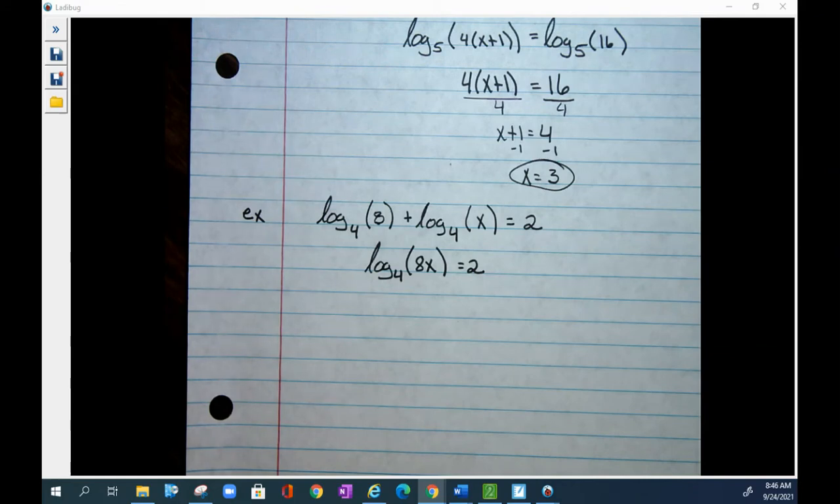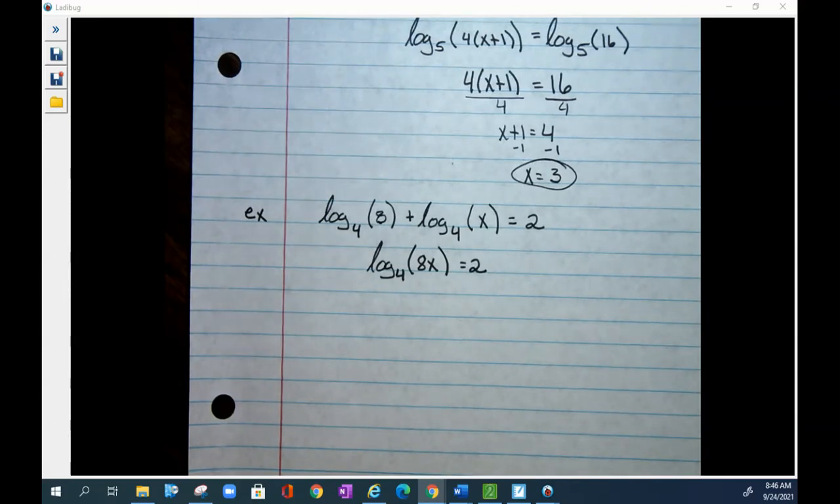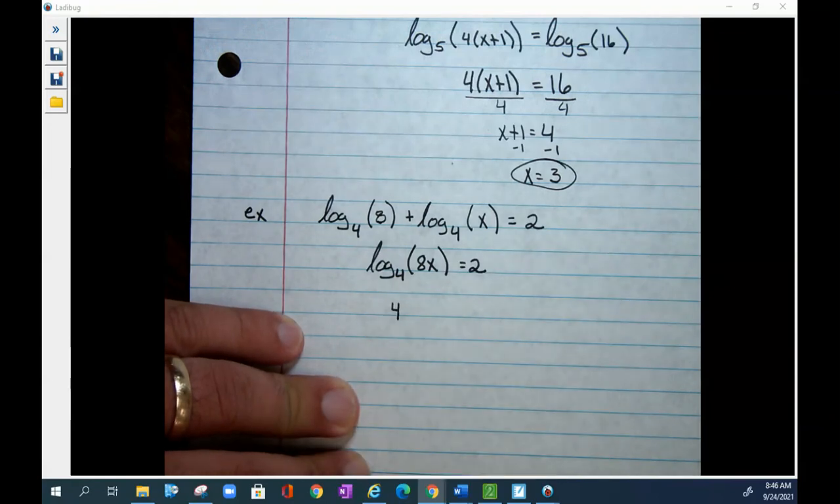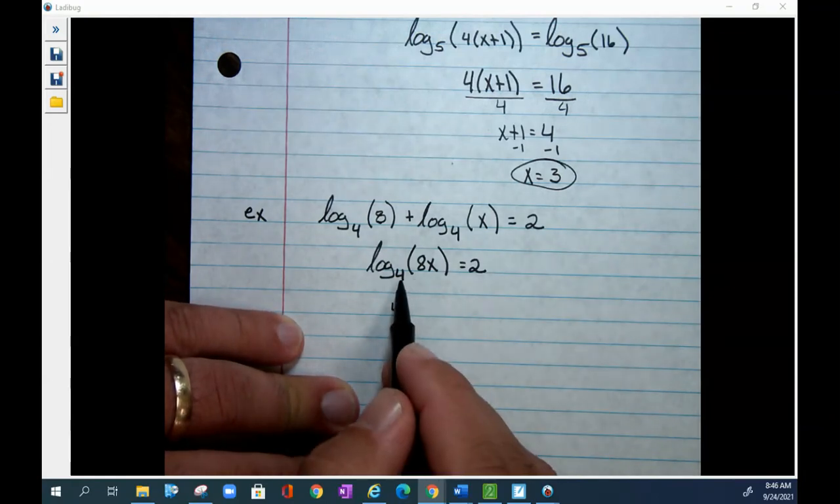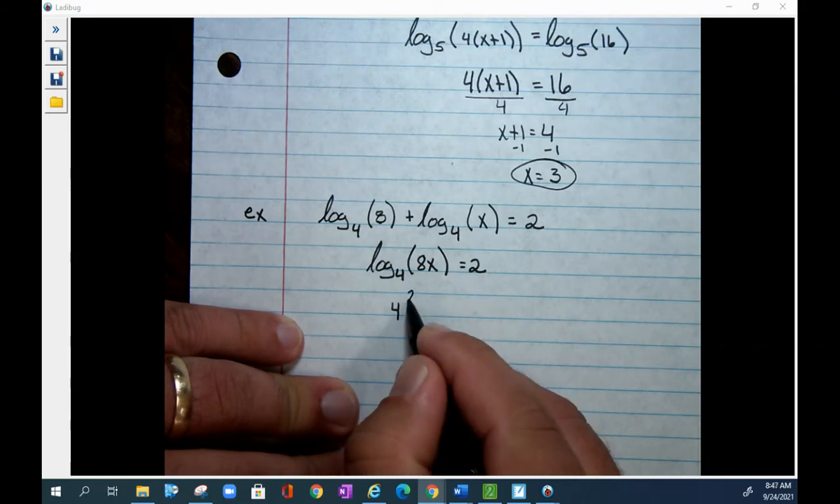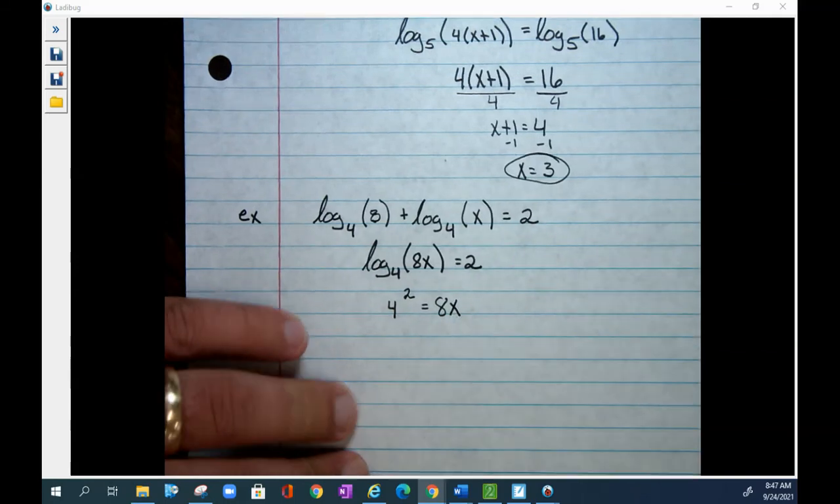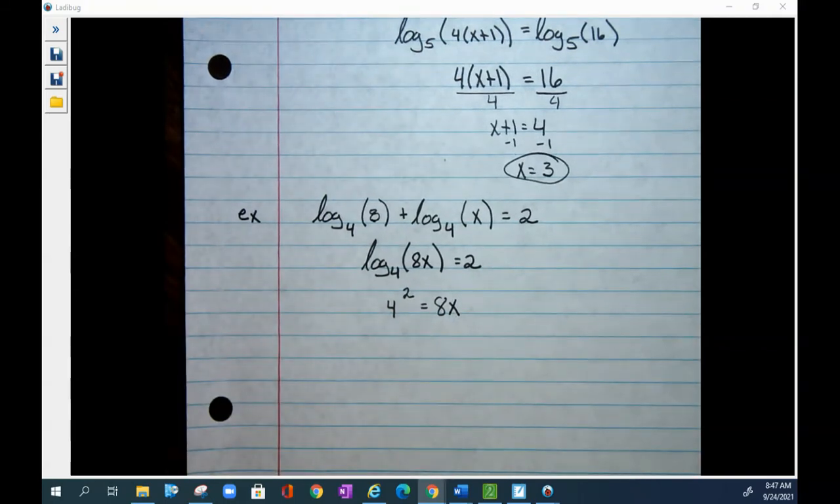Now, we're going to take this guy, and we're going to rewrite it as base squared equals. I remember rewriting those a couple days ago. That's why we were doing that.